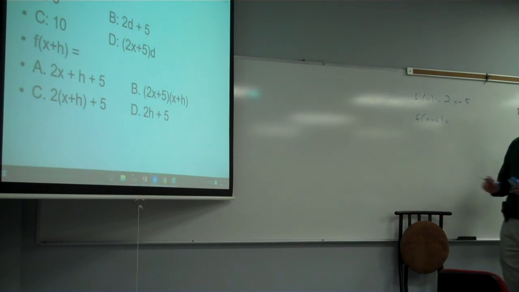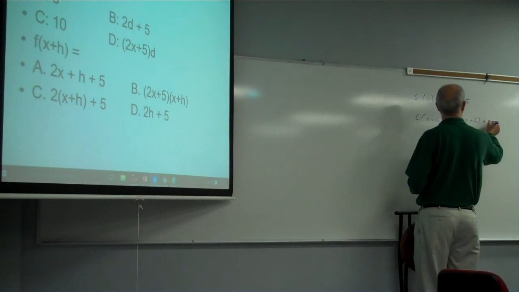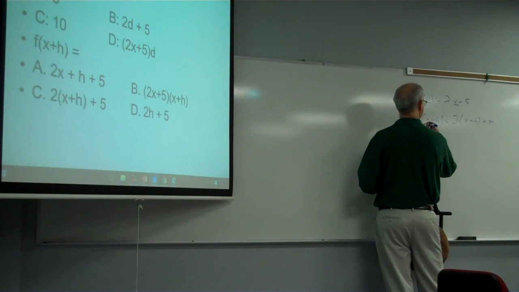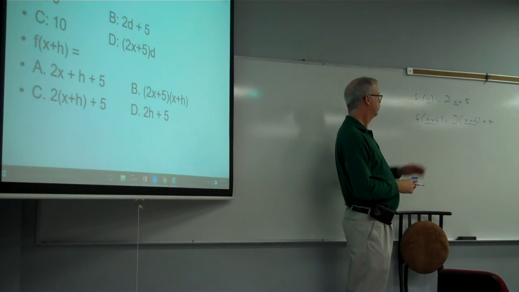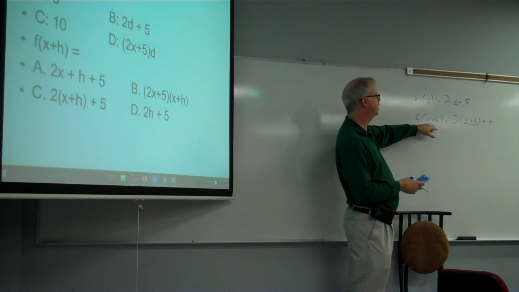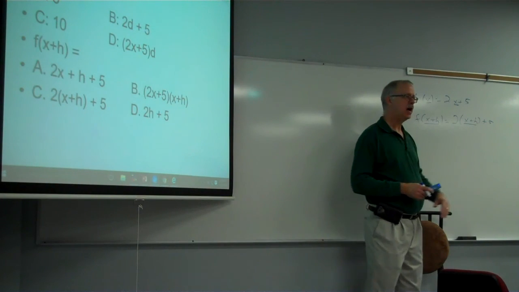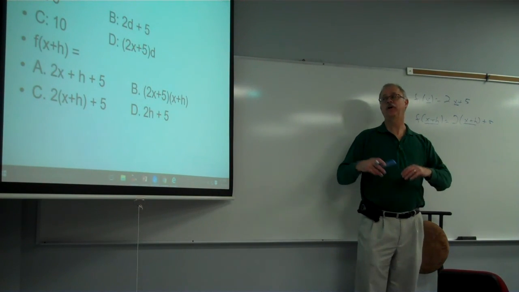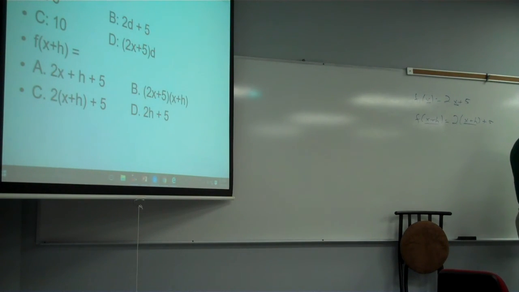And it is 2 times x plus h, plus 5. We replace the x with x plus h. The rule is twice the input plus 5. As the input is more complicated, the rule is still twice the input plus 5. We can simplify that down a little bit, but we won't always try to do that.